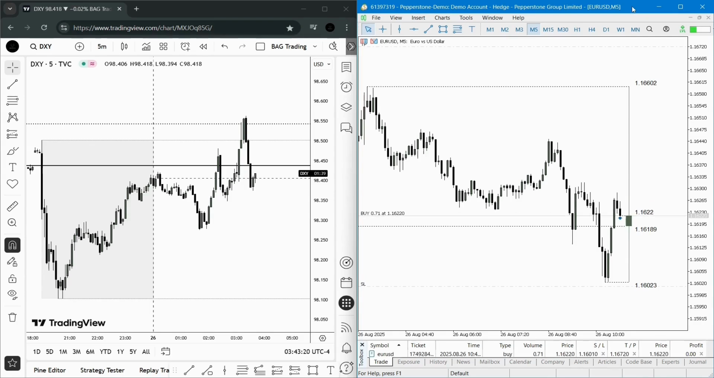And this right here is the moment where that buy limit order for the Euro US dollar is triggered, and now I'm long on the Euro US dollar with a 21 pip stop and a 50 pip take profit.